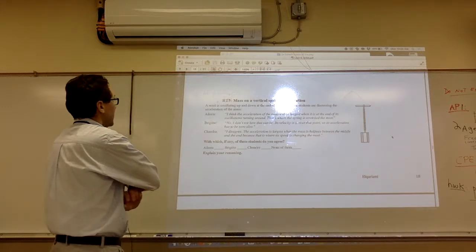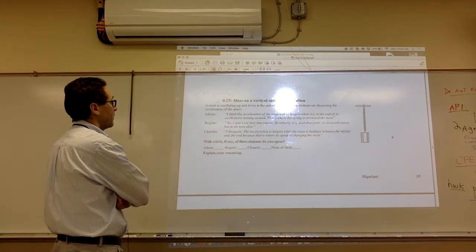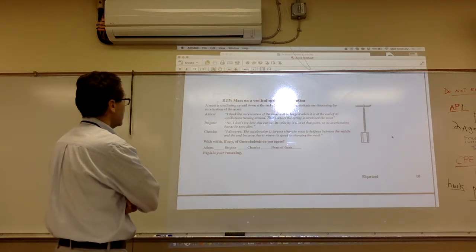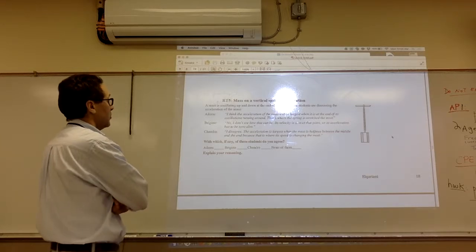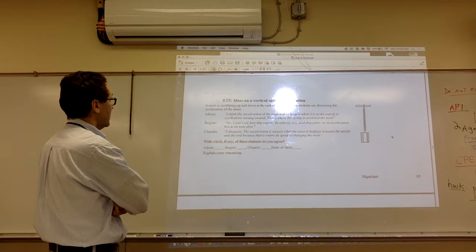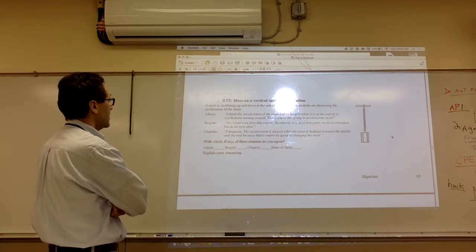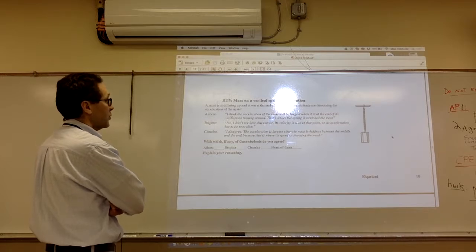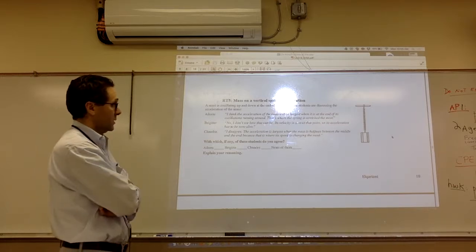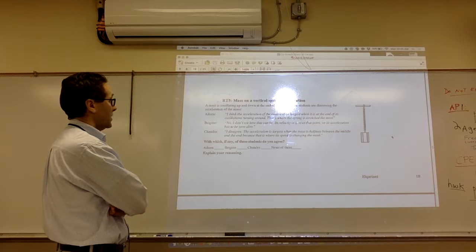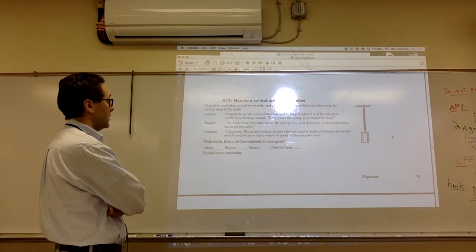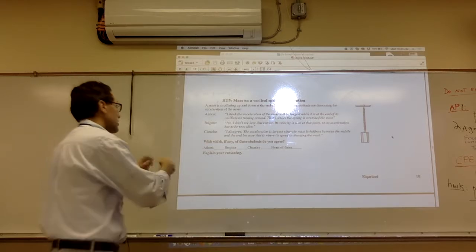A mass is oscillating up and down at the end of a spring. 3 students are discussing the acceleration of the mass. Eileen says, "I think the acceleration will be largest when it is at the end of its oscillations, turning around. That's where the spring is stretched the most." That's true, because that's when you have the maximum force, and force is directly proportional to acceleration. So when you have maximum force, you must have maximum acceleration. So she's right.